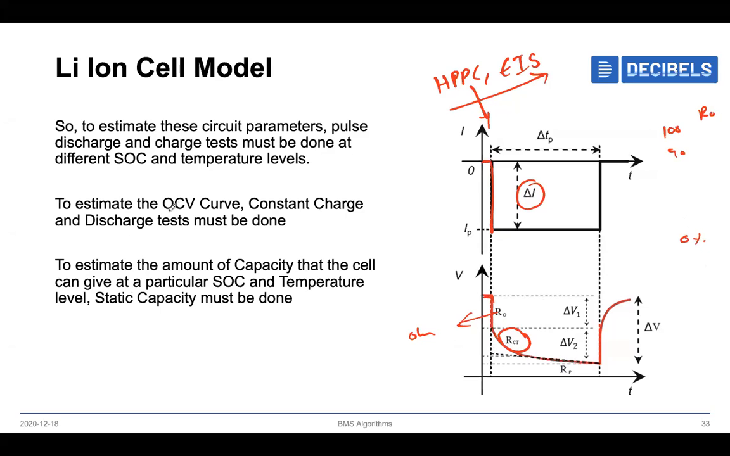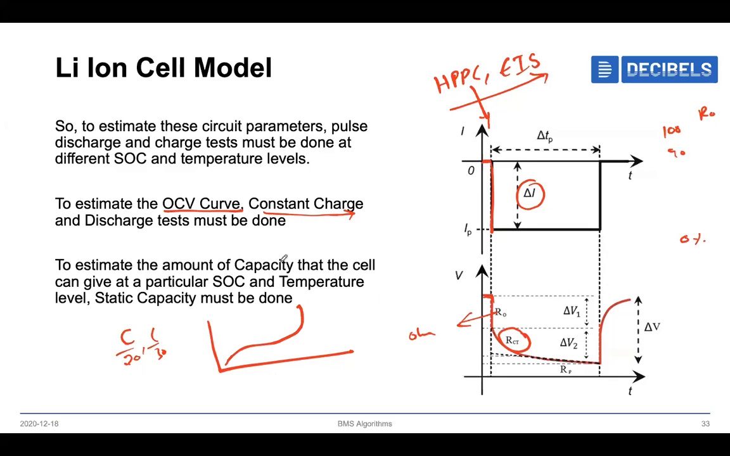And another thing is the OCV curve. We need OCV also. How can we get that? So we have to do a test called a static capacity test, or a constant charge or discharge test with lower C rates of C/20 or C/30. When we do these, you'll get a stable plot of OCV with respect to the state of charge and also with respect to temperature.